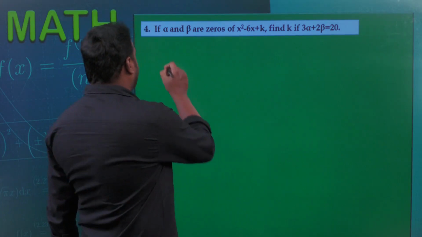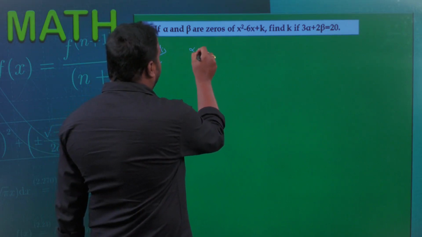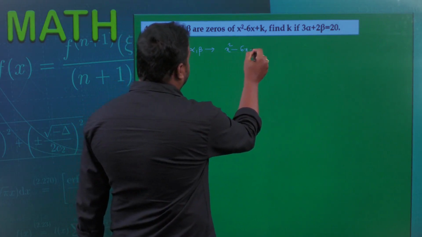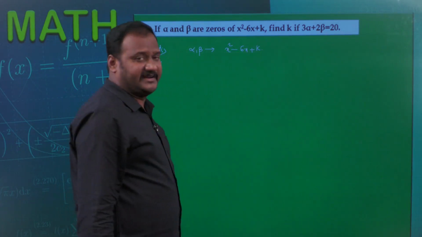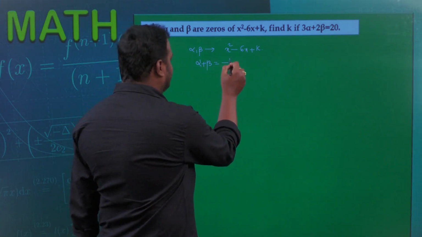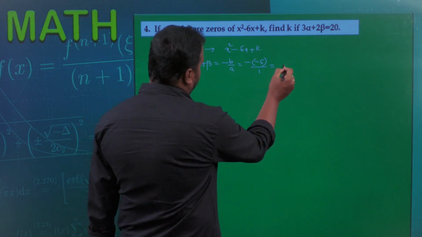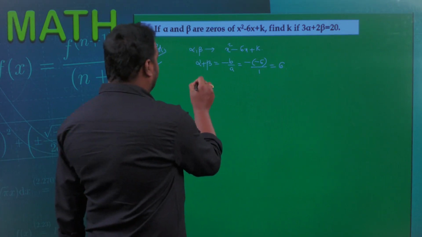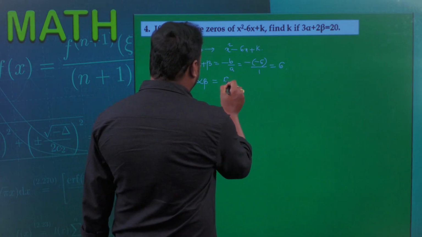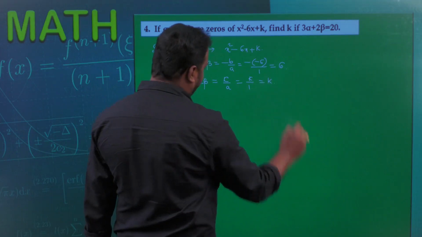Okay. So I will write here: alpha comma beta are zeros of x square minus 6x plus k. Then immediately you will have to write what is alpha plus beta. So alpha plus beta is equal to minus b by a, which is minus b, that is minus 6, by a, which is 1, so it is going to be 6. And what is alpha into beta? Alpha into beta is equal to c by a, where c is k, divided by 1, is equal to k.